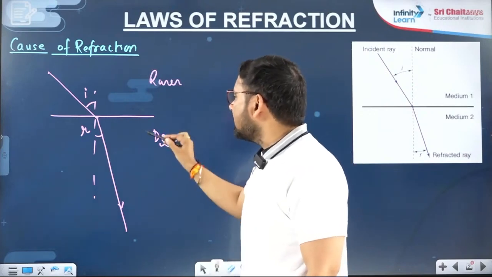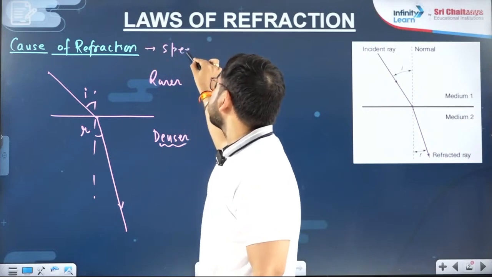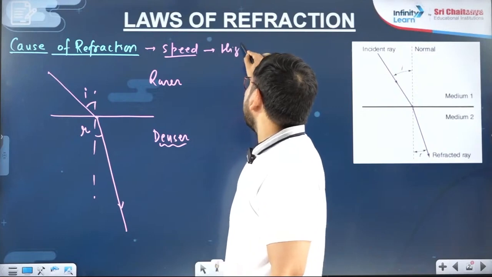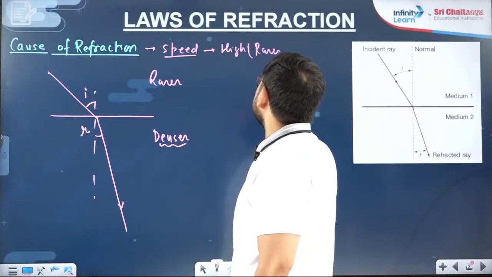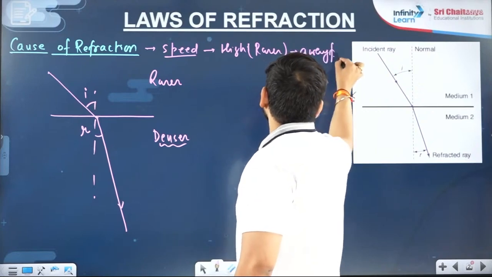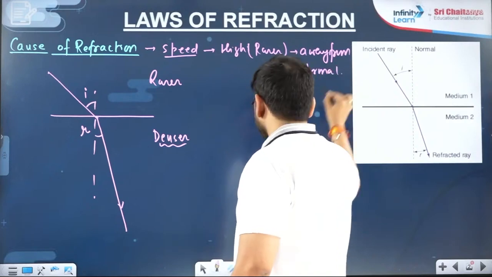What is the cause? I am asking, the cause is speed. The cause is speed, which is high, as I already discussed with you. High in what medium? Rarer medium. It means away from the normal. And the same diagram is already drawn here.